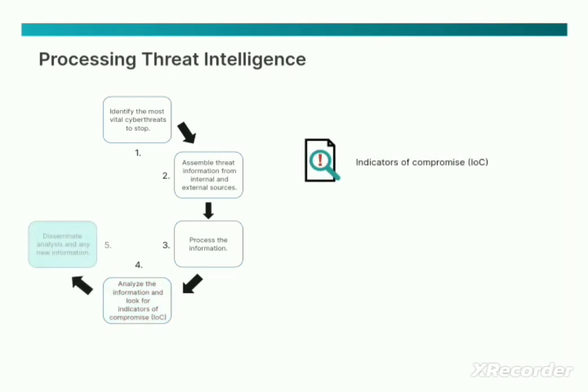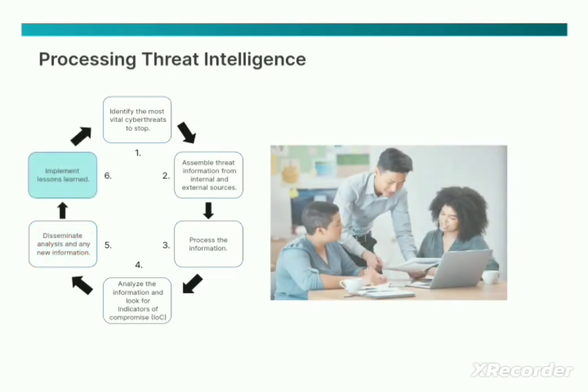Fifth, disseminate your analysis, along with any new information, to friends and partners. This effort is facilitated by STIX and TAXI. And sixth, implement lessons learned during the process. Does the information alter which threats you consider the most dangerous to your organization? Does it affect what information you are collecting or how you are processing and analyzing the information? As you can see, the process functions as a continuous loop.